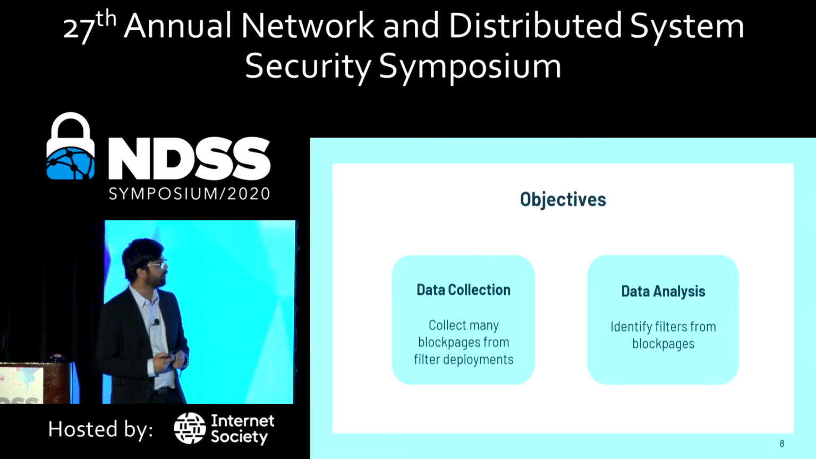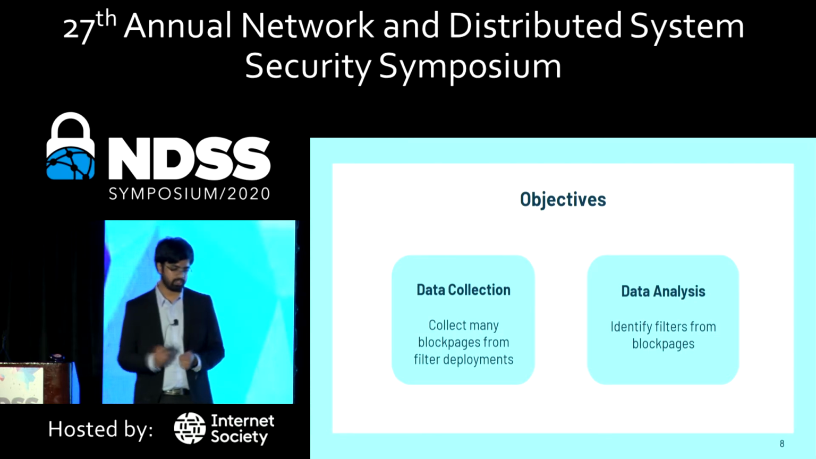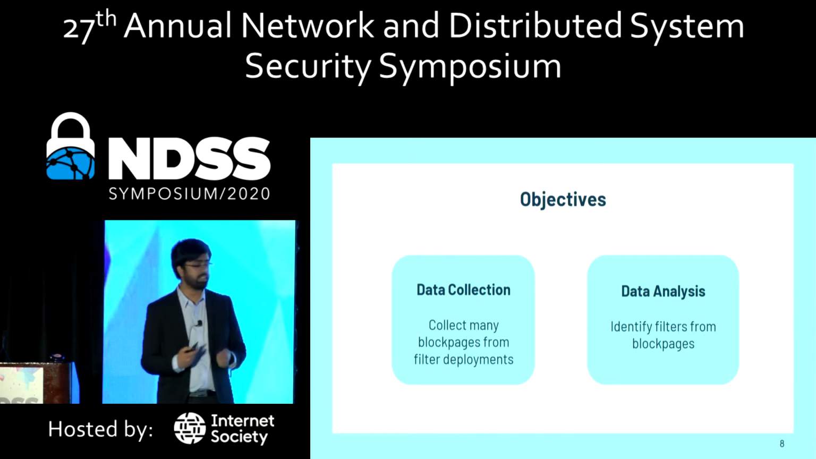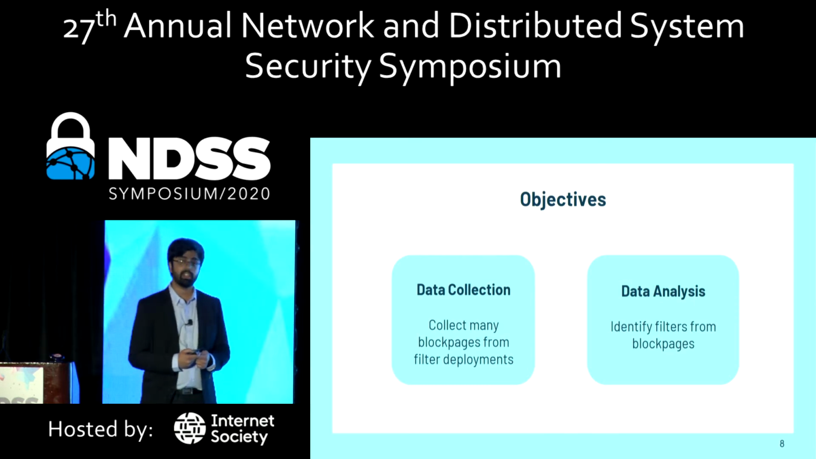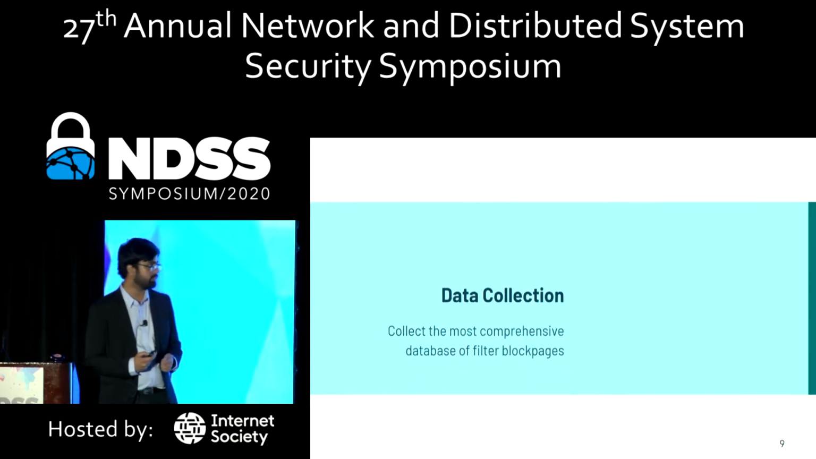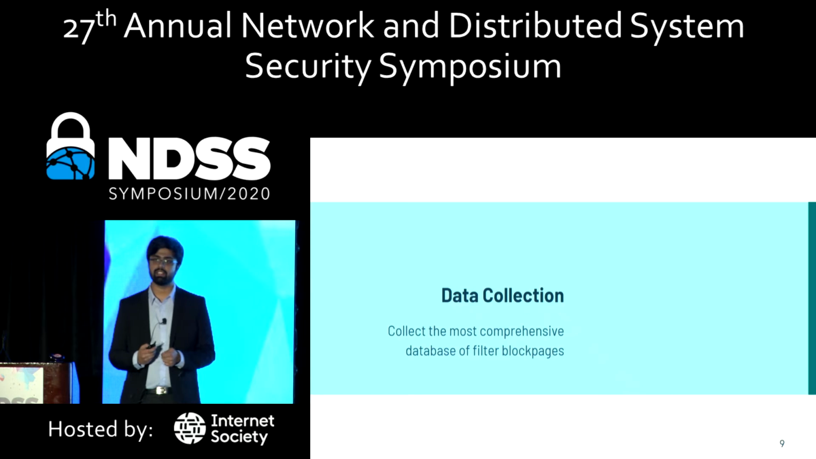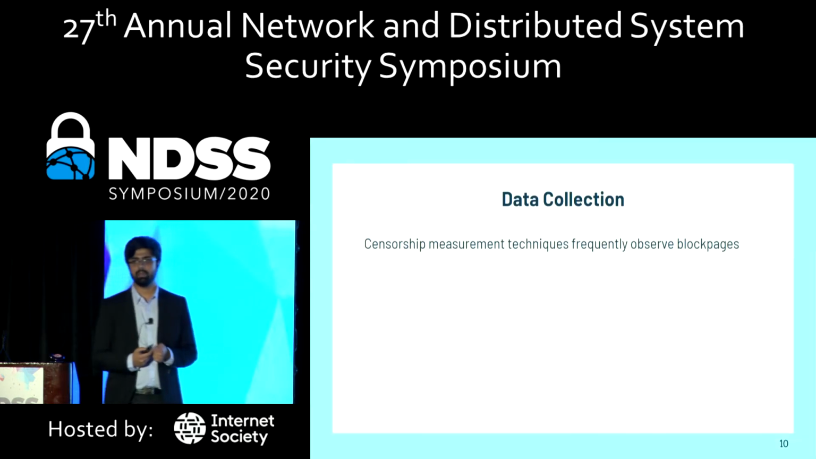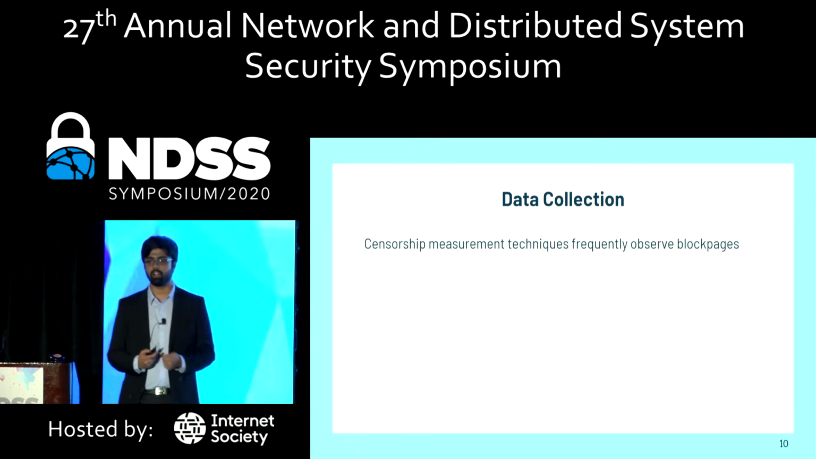So to make use of block pages to achieve our goal of globally measuring filter deployment, we have two objectives. First, we have to collect as many block pages as possible from filter deployments. And secondly, we have to identify the filters themselves using those block pages. Let's look at how we can tackle each of these objectives in detail. First, with the objective being to collect the most comprehensive and global data set of block pages from filters, we turn to global censorship measurement techniques. Now, these techniques are more likely to observe block pages.